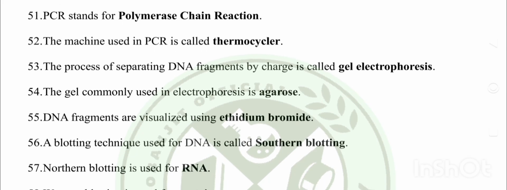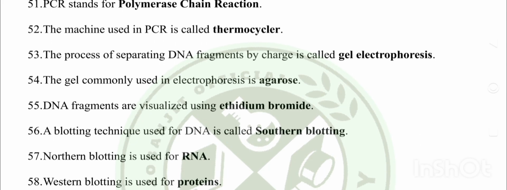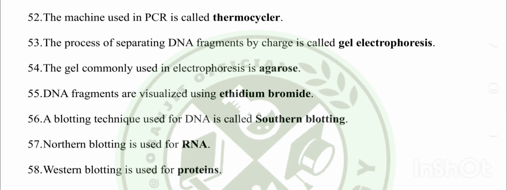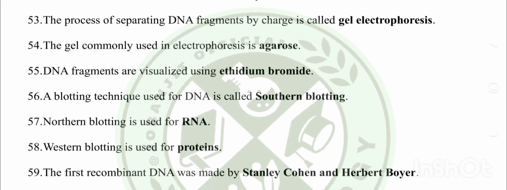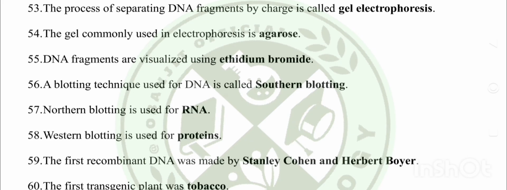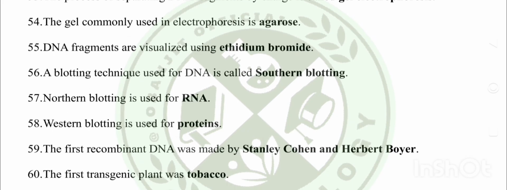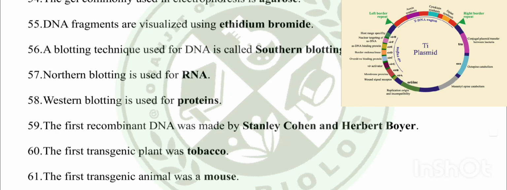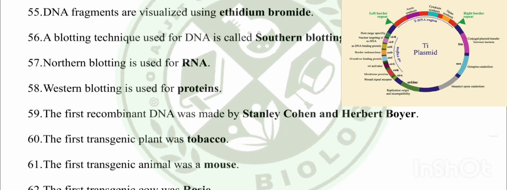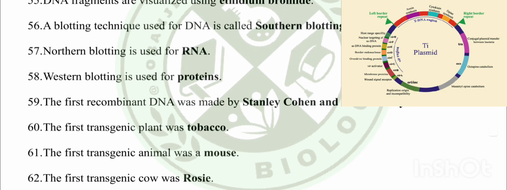56. A blotting technique used for DNA is called Southern blotting. 57. Northern blotting is used for RNA. 58. Western blotting is used for proteins. 59. The first recombinant DNA was made by Stanley Cohen and Herbert Boyer. 60. The first transgenic plant was tobacco.